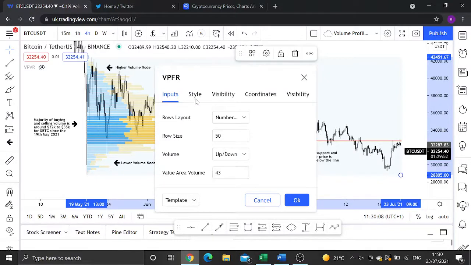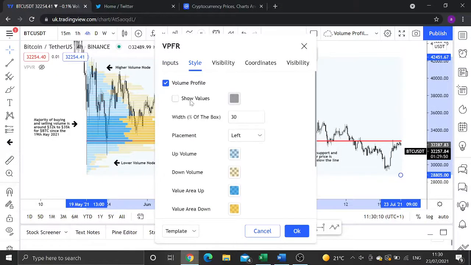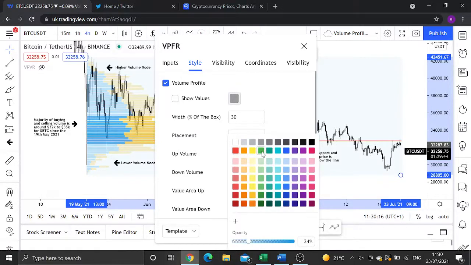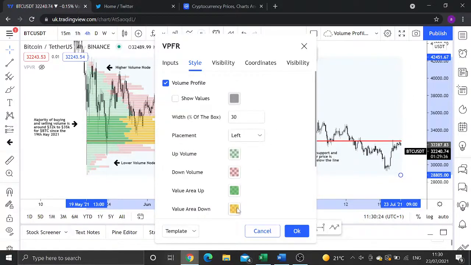I'm going to change the style as well, because not many people understand what red and yellow mean and stuff like that. So I'm just going to use the simple colors. Up volume is green, down volume is red. Volume area up is green, volume area down is red. There you go.